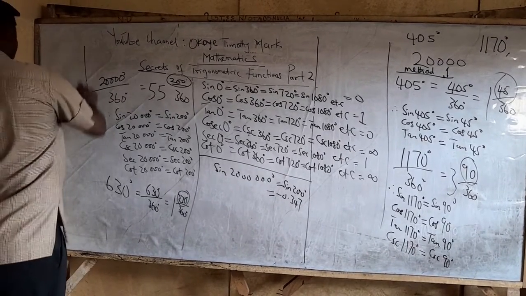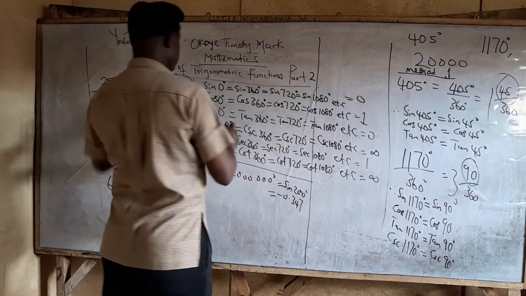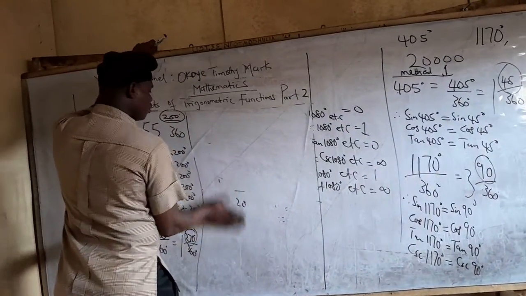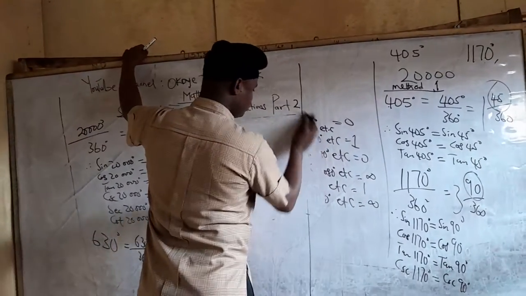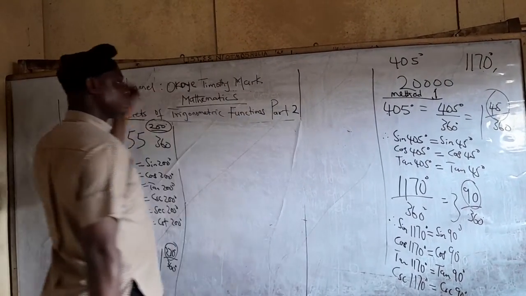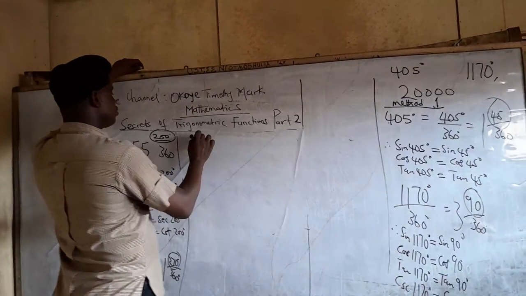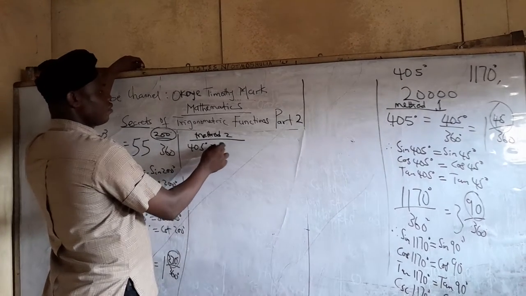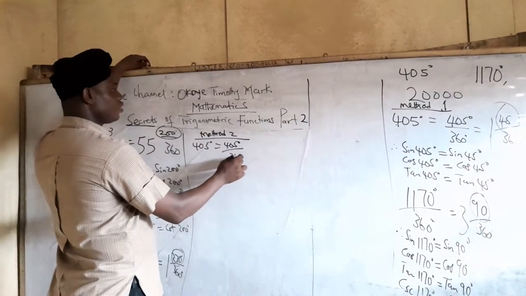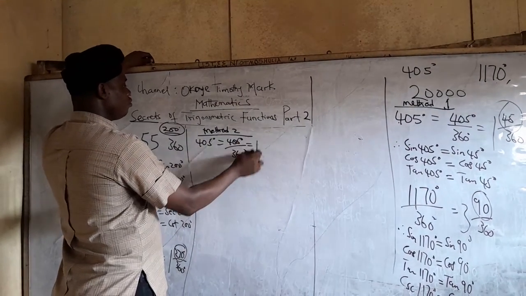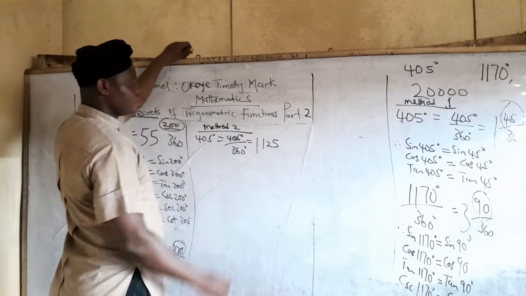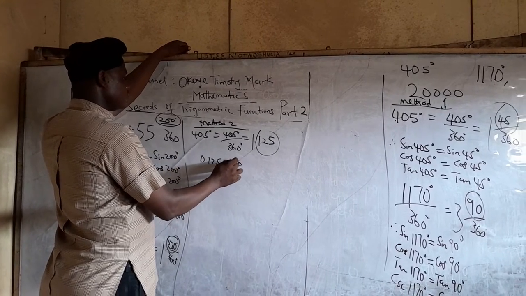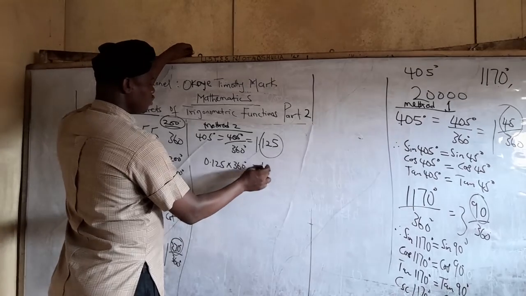Now, method 2. Let me show you method 2. In method 2, we use the decimal, but you must be very, very meticulous here. I can still extend it to method 3. In method 2, you use your calculator. Say 405 degrees over 360 degrees. That gives you 1.125. Now leave the whole number part and pick the decimal part. You now say 0.125 times 360 degrees. That will give you 45 degrees.